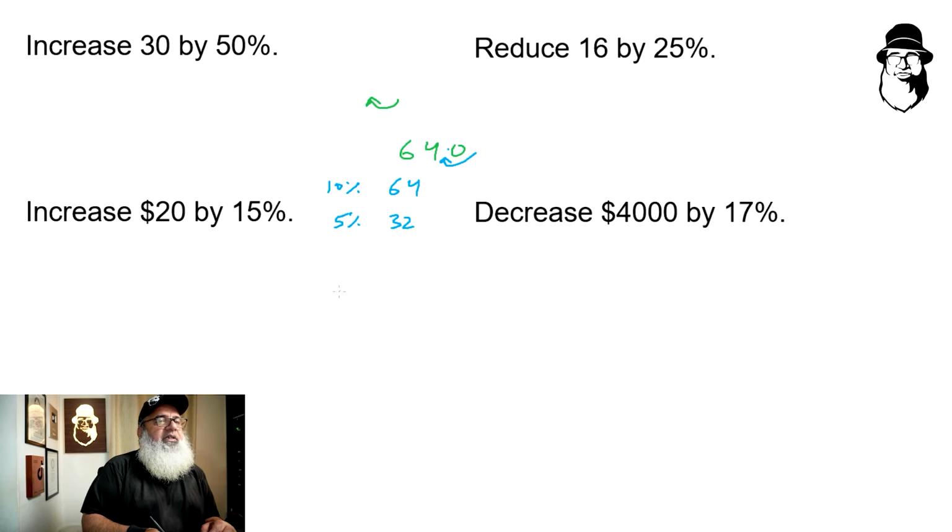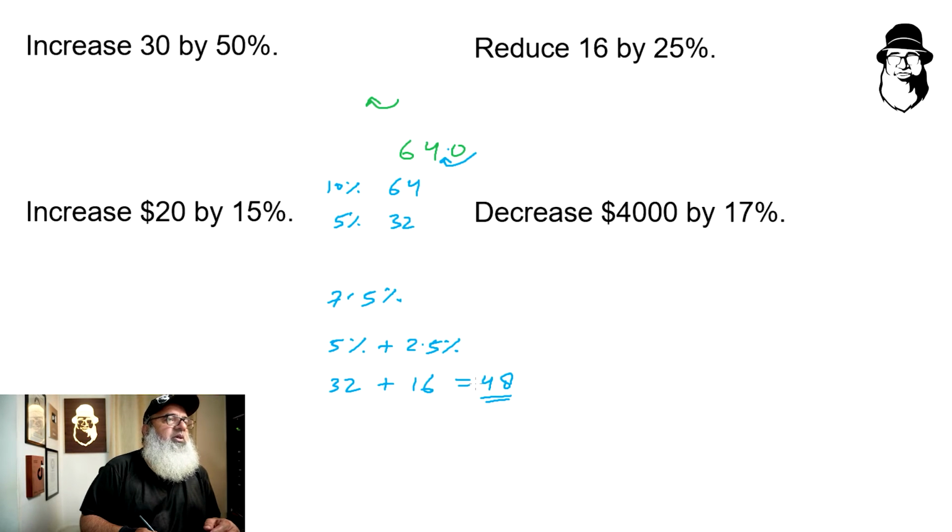And let's say I want to find 7.5% of the same 640. 7.5% is 5% plus half of 5%, that is 2.5%, right? So we know 5% is 32, half of that is 16, and 32 plus 16 is 48. Like that we can find percentages and then add or subtract from the original number.